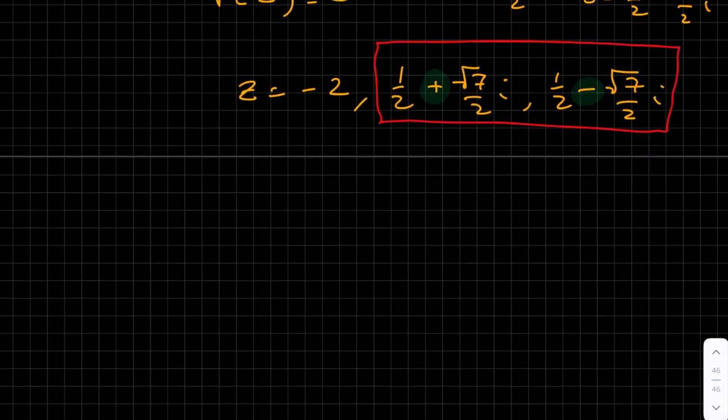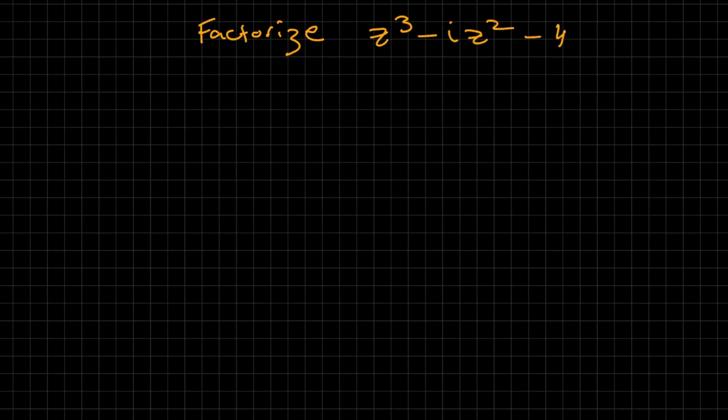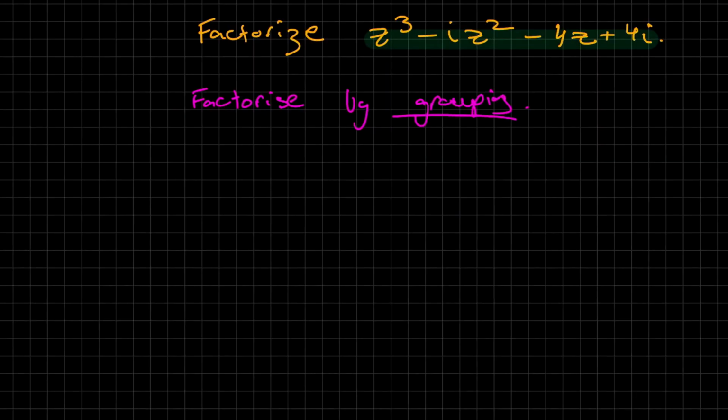Let's try factorizing a cubic with some imaginary coefficients out the front. So let's try to factorize z to the power of 3 minus i times z squared minus 4z plus 4i. Now, in this case, we can actually factorize, so this is our second method, by grouping. So what this means is that we can factorize out z squared from this part of the equation, and we can factor out negative 4 from this part of the equation.